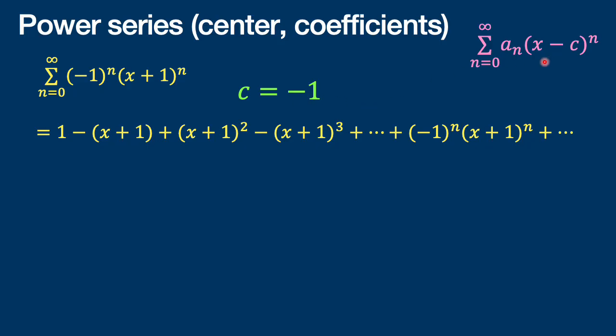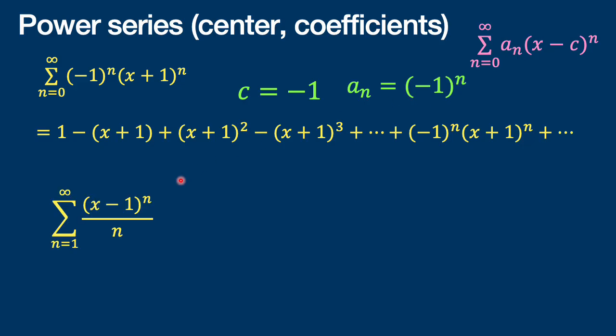Be very careful. It's (x minus c) to the nth power. Here it is x plus 1. c is going to be negative 1. The coefficient is going to be (-1)^n. Let's make sure, guys. Let's have another example.